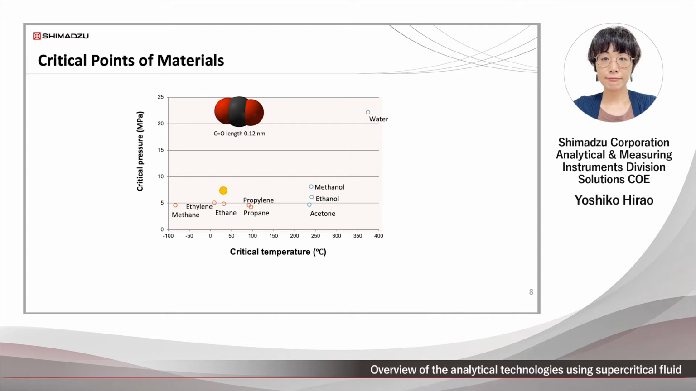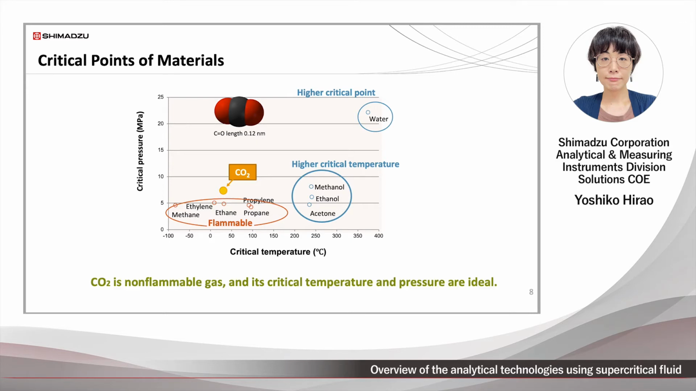This is the critical point for various substances. A commonly used solvent for analysis such as methanol must be under high temperature to transform to a supercritical state. Water can also be in a supercritical state, but it must be placed under a high temperature and pressure environment. Methane, ethylene, and propane can also be in a supercritical state under moderate conditions, but they are flammable and thus pose a safety problem. Carbon dioxide can be in a supercritical state under relatively mild conditions. Furthermore, it is non-flammable.